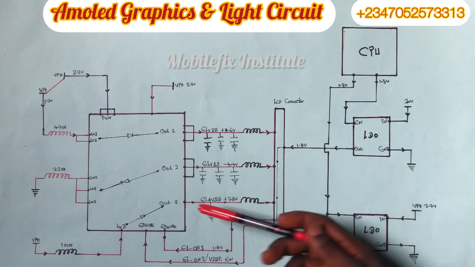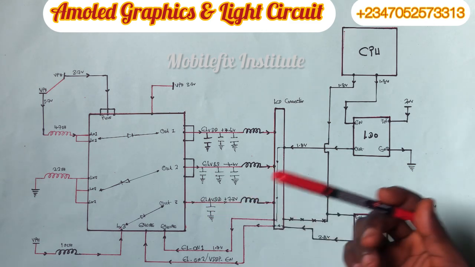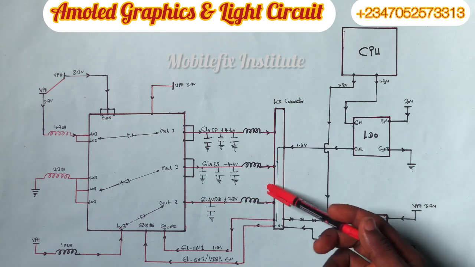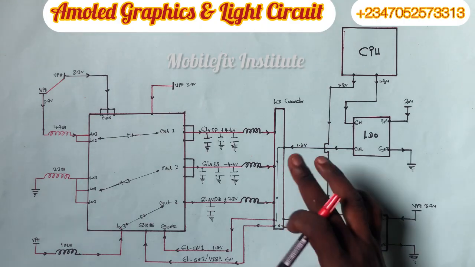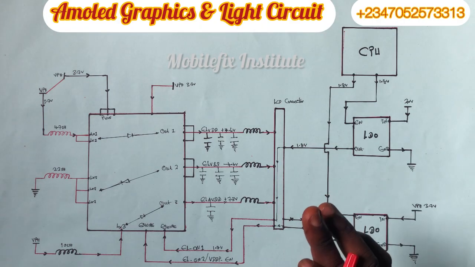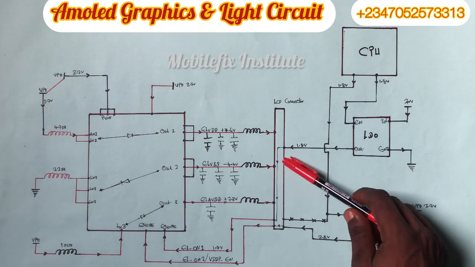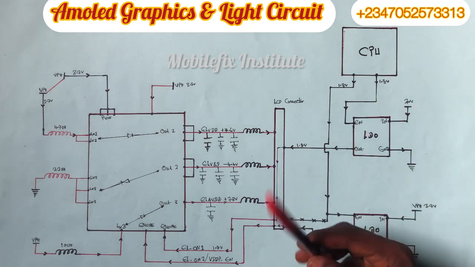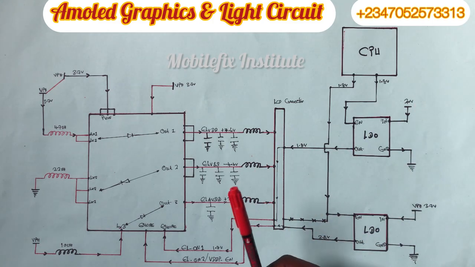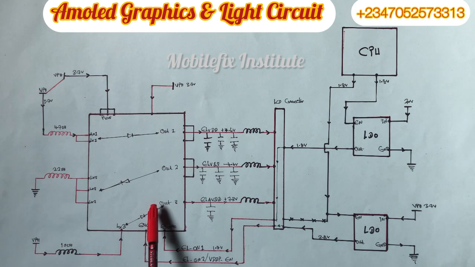So now your phone will not display. Examine your connector. If that connector is faulty, make sure that you replace it or you clean it and then test it again. If after testing and examining or replacing the connector, it's still not displaying, you have to start working on this IC.